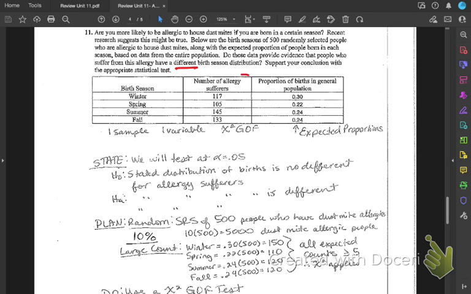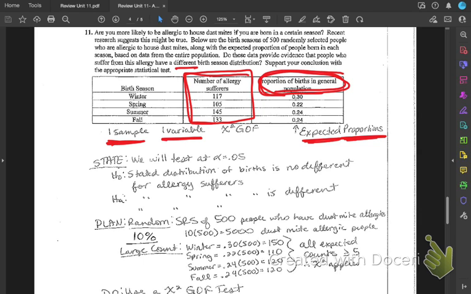So what I've got here is the number of observed allergy sufferers per season, and the proportion of births in each season in the general population. So these are the expected proportions for their birth, okay? And we're trying to see if this matches. Does this distribution of birth proportions match the allergy proportions? So I do only have one sample. I am only looking at one variable, whether they are suffering from allergies or not. So this is a goodness of fit. I'm trying to see, does this distribution fit the allergy suffering distribution?